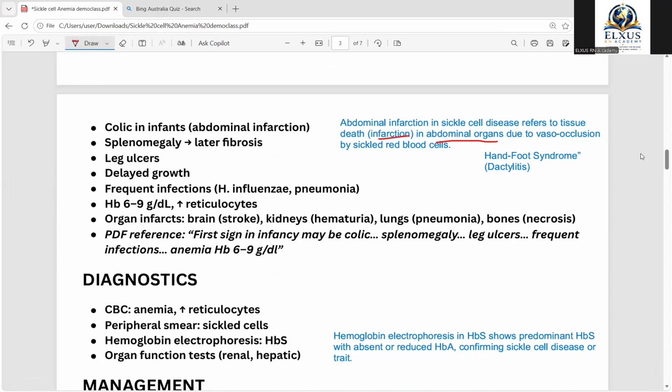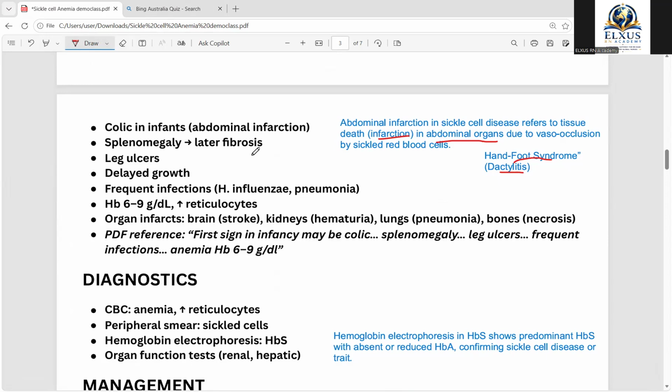Okay, and also in infants, hand-foot syndrome. Here inflammation of the hands and feet can occur, and that is called hand-foot syndrome. Another name for hand-foot syndrome is dactylitis. That means the fingers and toes are getting inflammation.